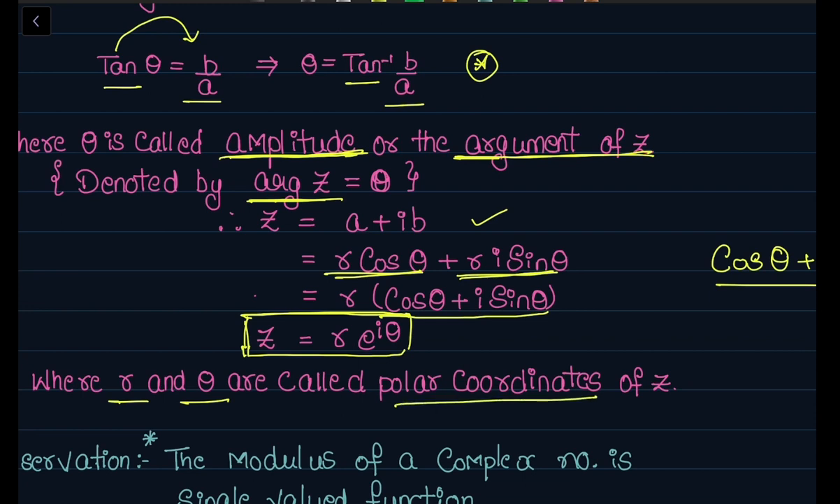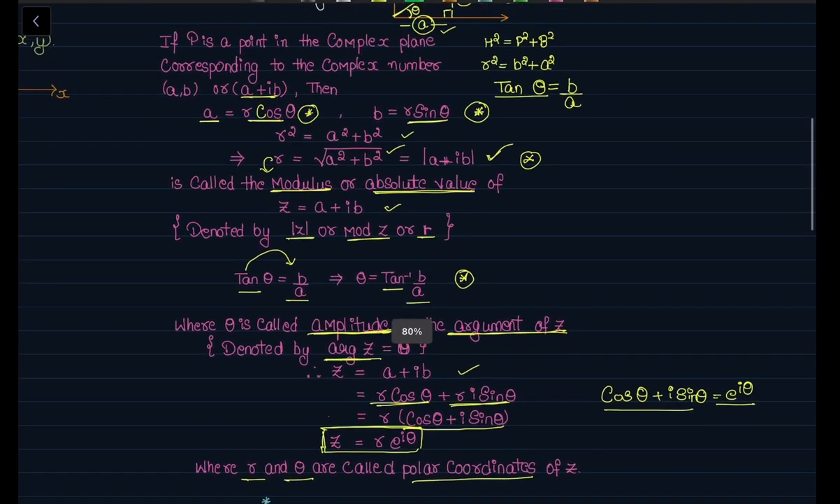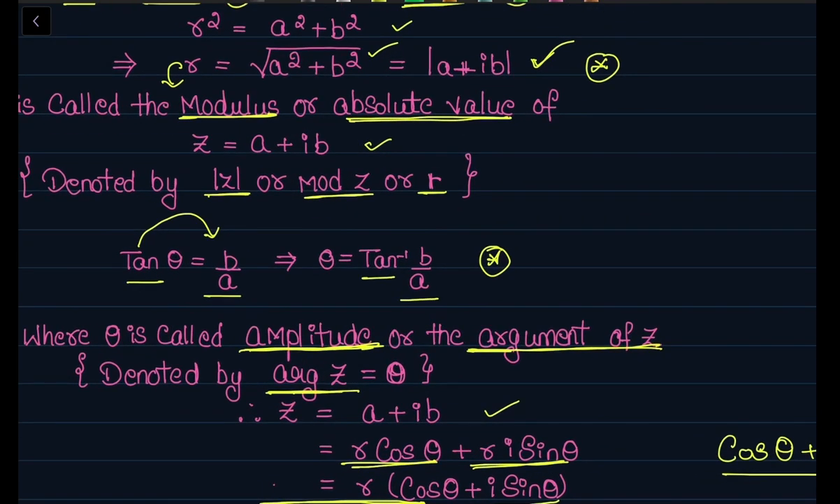Rectangular coordinates, you know, that is x and y. So this is something which you need to understand about the polar form and the rectangular form. Now come to the amplitude.